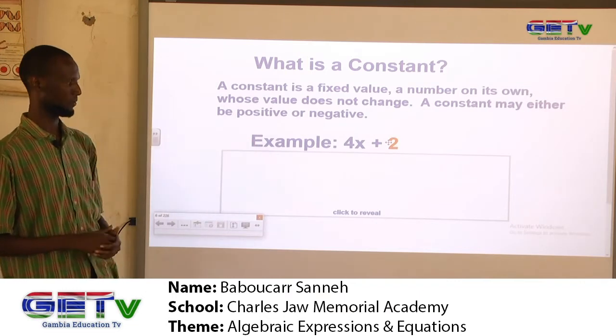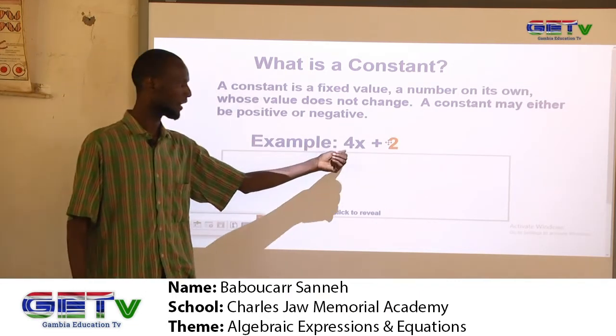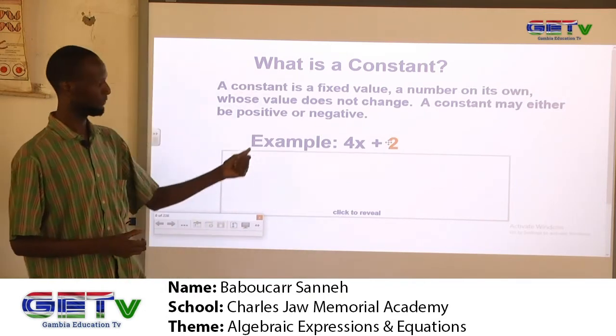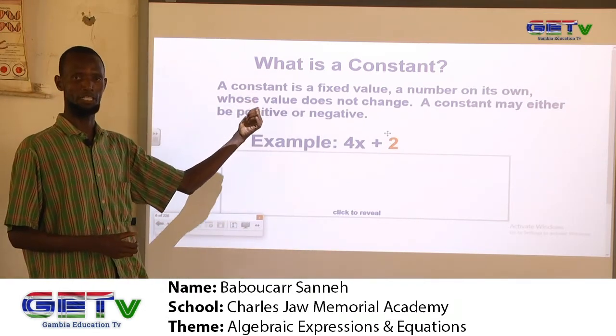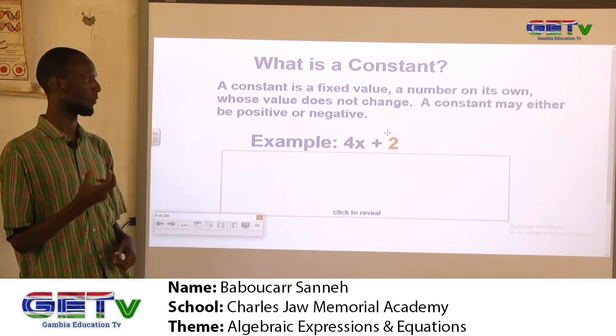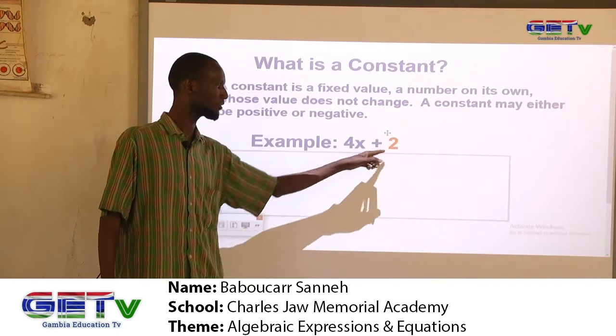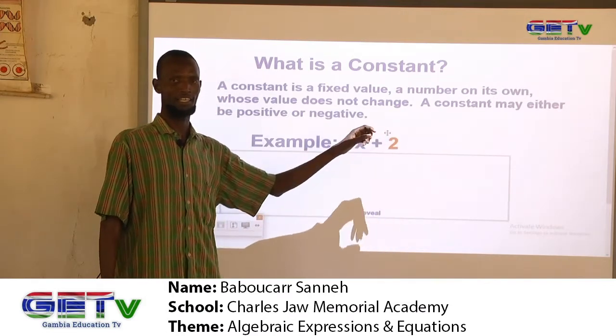Now, here's an example. 4x plus 2. Now, if we look at that and going by our definition that a constant is a number on its own, you can clearly see here that the only number standing on its own here is the 2.